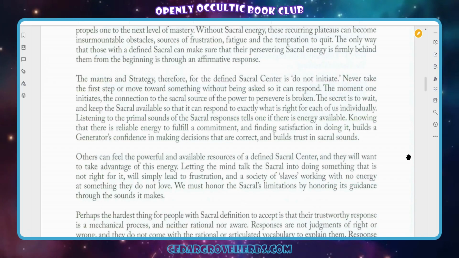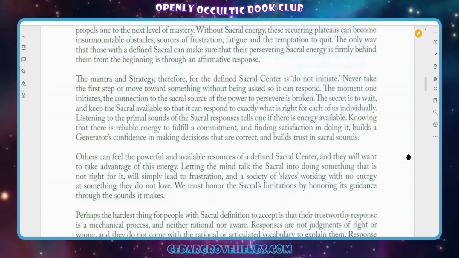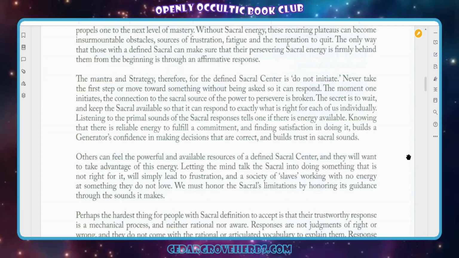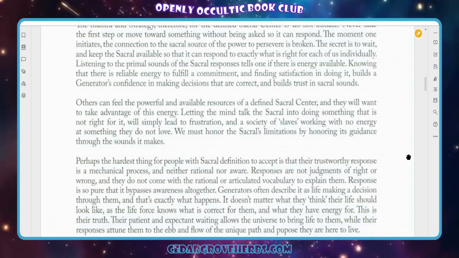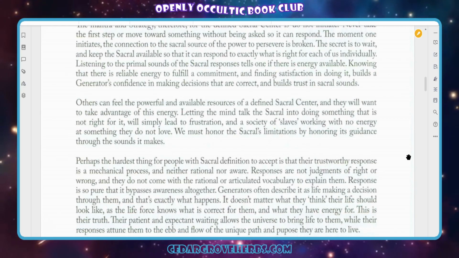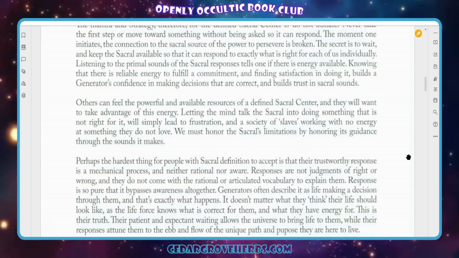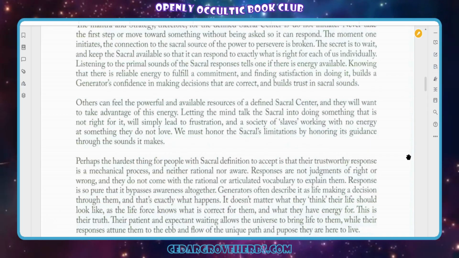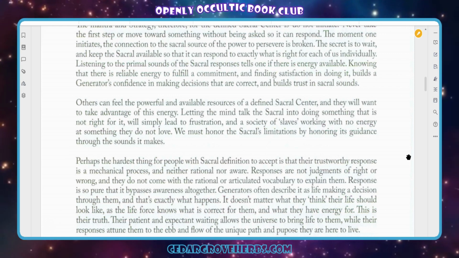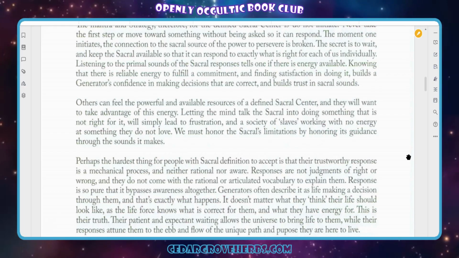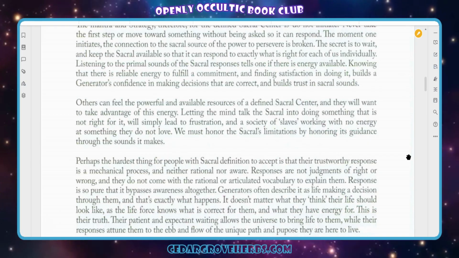each of us individually. Listening to the primal sounds of the sacral responses tells one if there is enough energy available. Knowing that there is reliable energy to fulfill a commitment and finding satisfaction in doing it builds a generator's confidence in making decisions that are correct and builds trust in sacral sounds. Others can feel the powerful and available resources of a defined sacral center, and they'll want to take advantage of this energy. Letting the mind talk the sacral into doing something that is not right for it will simply lead to frustration and a society of slaves working with no energy at something that they do not love. We must honor the sacral's limitations by honoring its guidance through the sounds that it makes.